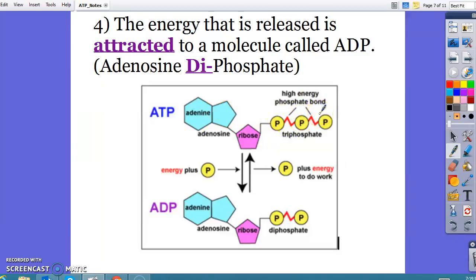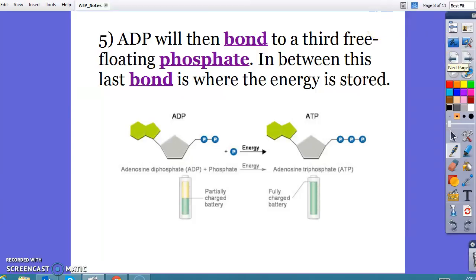So let's think about it. If you wanted to eat the food that's in the Tupperware container, what would you do? You would take off the top. If you wanted the spark that is in ATP, how would you get it? You take off the last phosphate. So, this is just what I said before. ADP will bond to the third free-floating phosphate, and in between those last bonds is where you get your energy from. A lot of people like this picture right here.